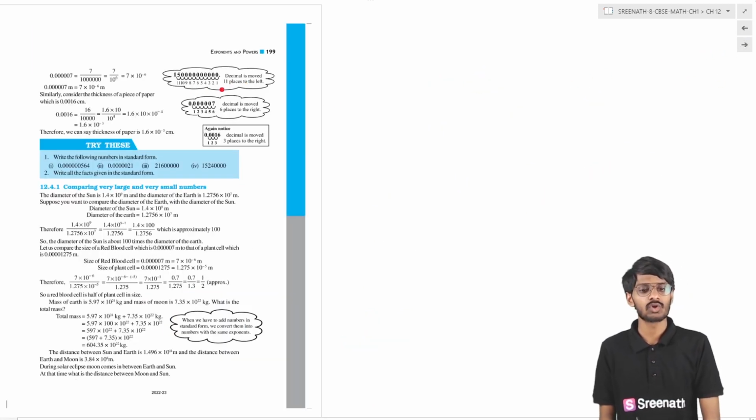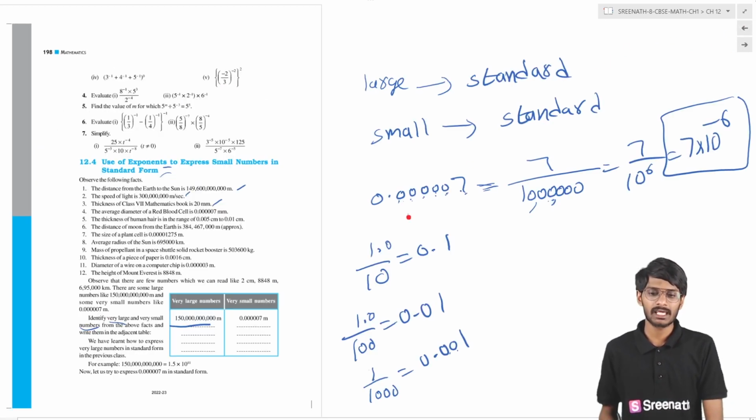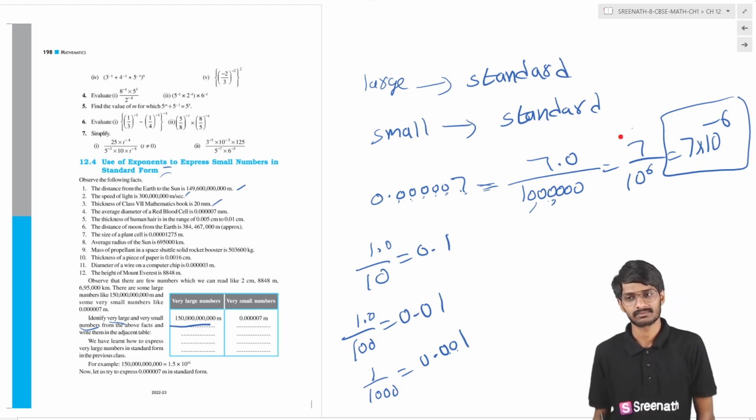So the decimal is moved 11 places to the left. Here the decimal is moved 6 places to the right. It is 7.0 now, which means the decimal has moved 6 places. How many digits? 1, 2, 3, 4, 5, 6 digits now. So whenever we are dividing or multiplying with that, you will get 6 digits. After 6 digits, you have to write 6 zeros.